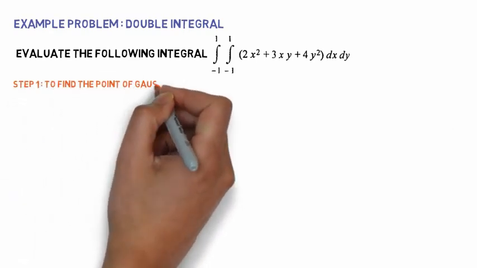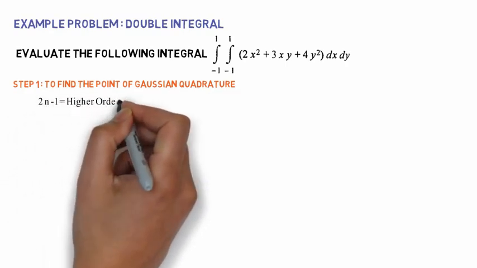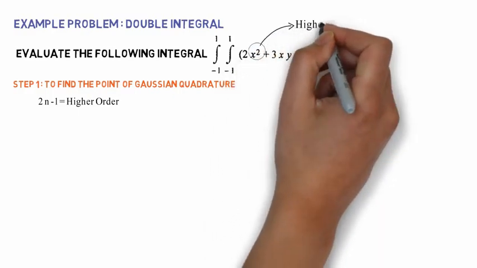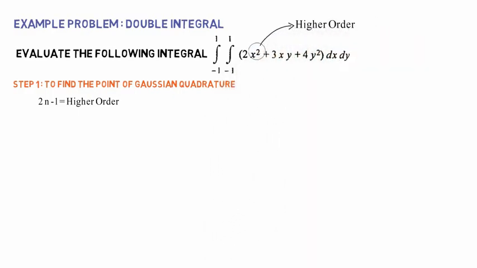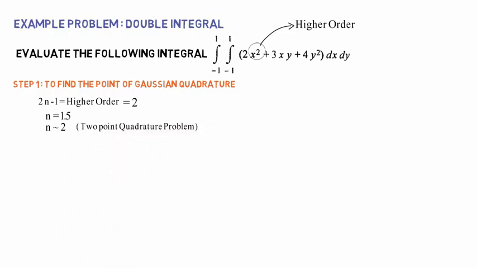So as usual, the first step is to find the number of Gaussian quadrature points. The thumb rule is written here: 2n minus 1 is equal to the higher order. The higher order in the above equation is 2, so the higher order is noted here and the n value is obtained as 1.5, rounded to the next integer, that is 2. Therefore, the given problem is a 2-point quadrature problem.